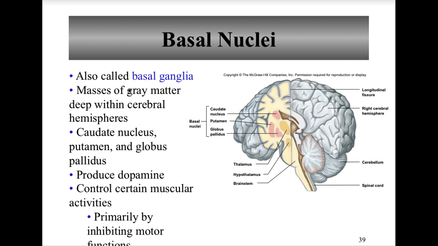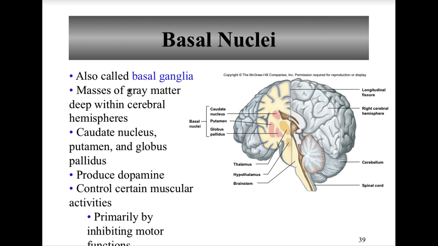The basal nuclei, also known as the basal ganglia, are masses of gray matter located deep within the white matter of the cerebral hemispheres. They serve as relay stations for outgoing motor impulses from the brain. Those outgoing motor impulses come from the primary motor cortex and the frontal cortex, go to the basal ganglia, and then go through the brainstem down the spinal cord.